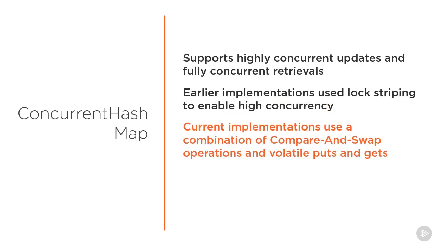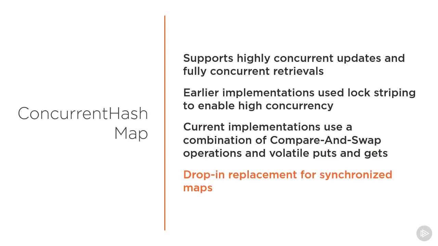In the current OpenJDK implementation of ConcurrentHashMap, these locks have been dropped in favor of compare-and-swap operations and volatile puts and gets, with locking limited to just the node level. As a result, current implementations have even greater performance and scalability characteristics. ConcurrentHashMaps are a drop-in replacement for synchronized maps.